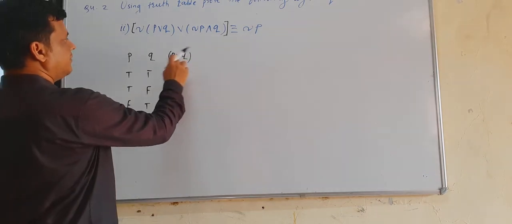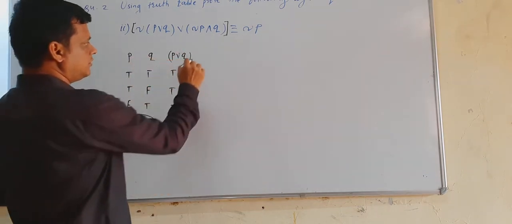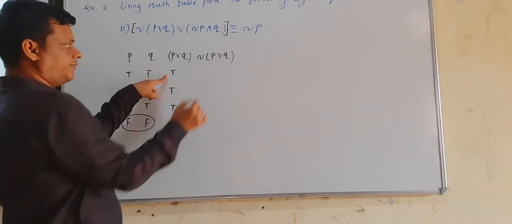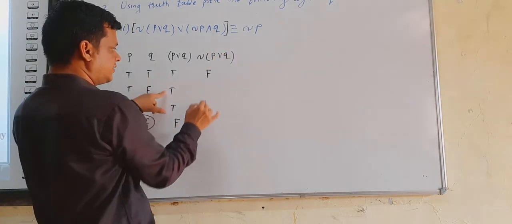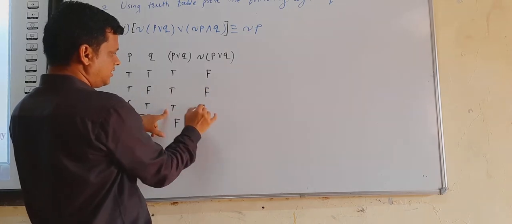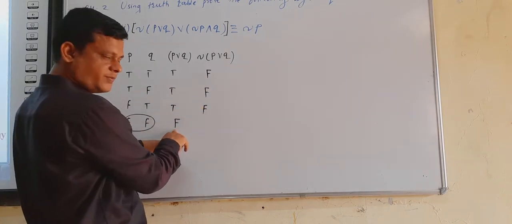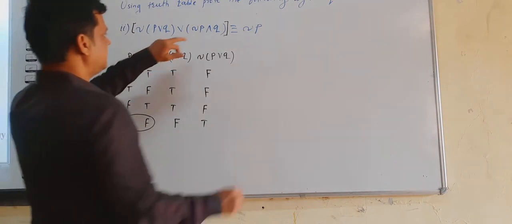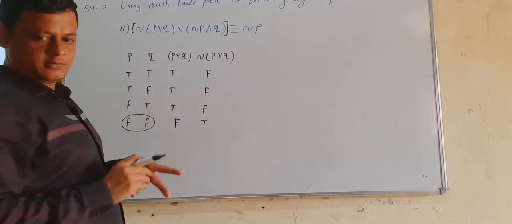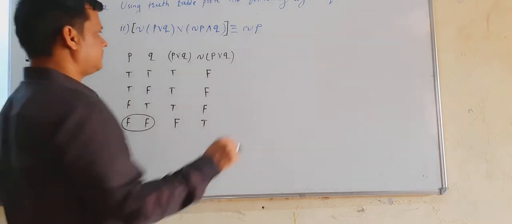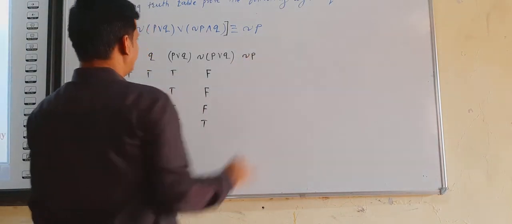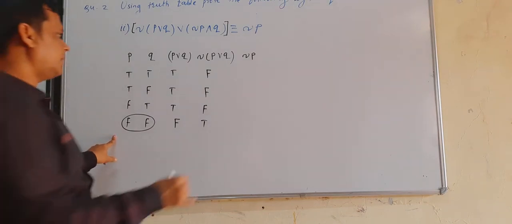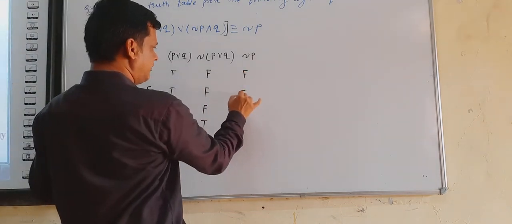Now make the negation of this P or Q. Negation of P or Q means if the statement is true, its negation is false. If the statement is false, its negation is true. Then we prepare the negation of P. Here the entries in the column P are T, T, F, F. Therefore its negation is F, F, T, T.